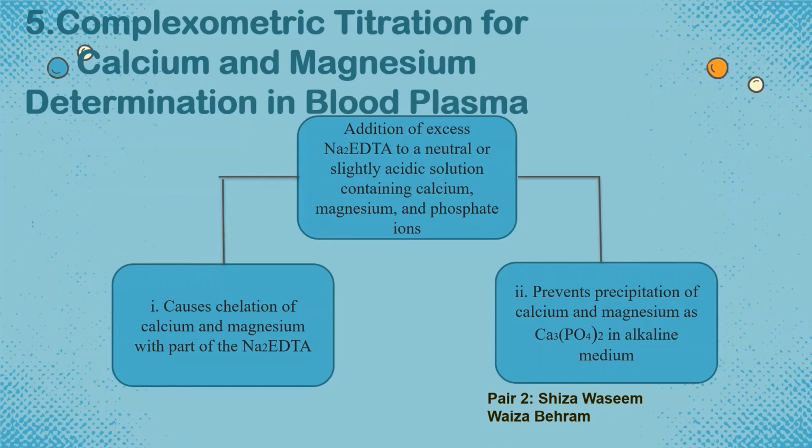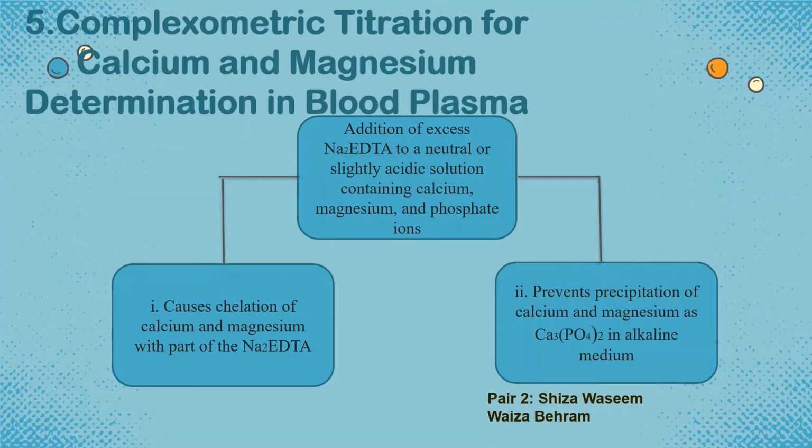The first step is the addition of excess Na2-EDTA to a neutral or slightly acidic solution which contains calcium, magnesium, and phosphate ions. Now the question arises why we add Na2-EDTA to neutral or slightly acidic solution. There are basically two reasons for it. The first one is that in an acidic or neutral medium, there is chelation of calcium and magnesium with part of Na2-EDTA.